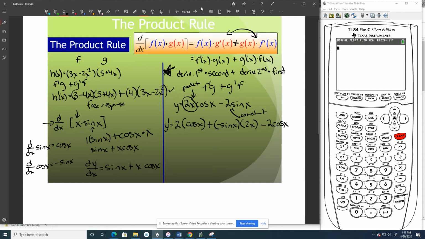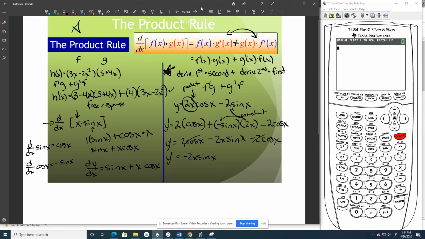And now we can simplify. So y prime is going to equal 2 cosine x minus, I'm going to move this 2x to the front with that negative so that I don't mix it up with my sine x. So minus 2x sine x minus 2 cosine x. Well, look at that. Those are going to cancel. Even better. So y prime equals just that middle part, 2x sine of x.